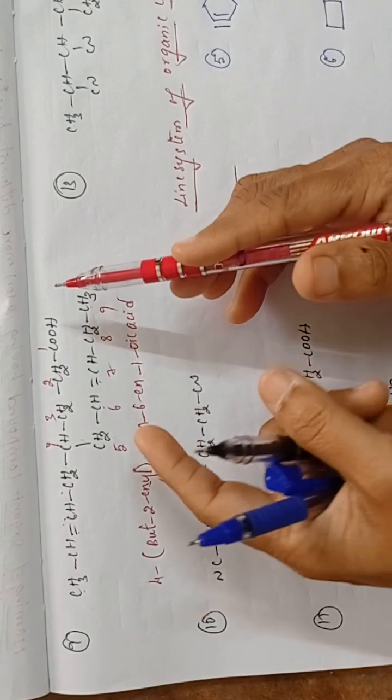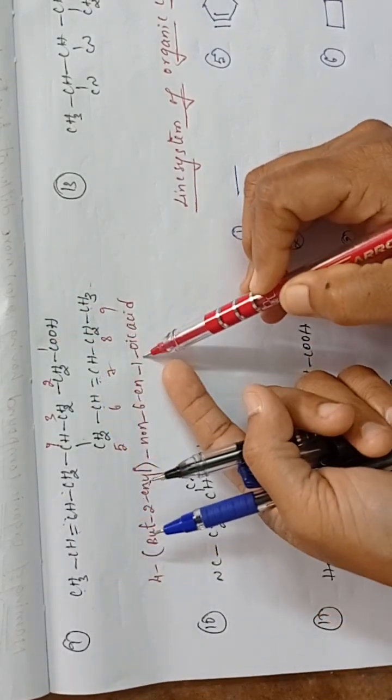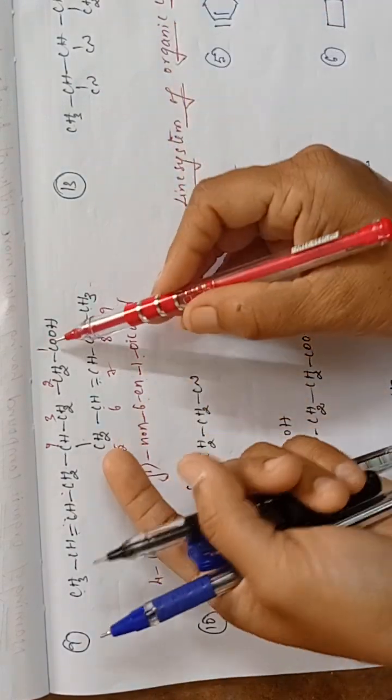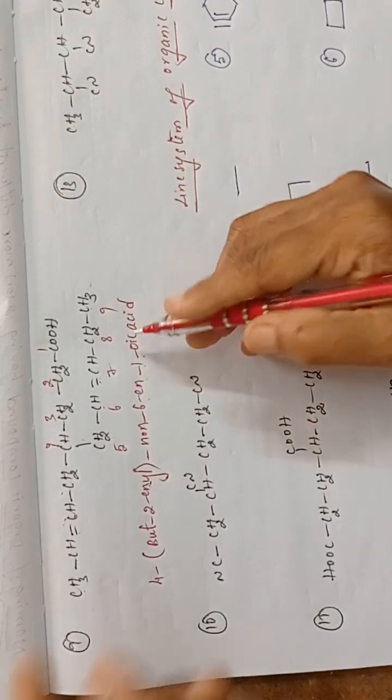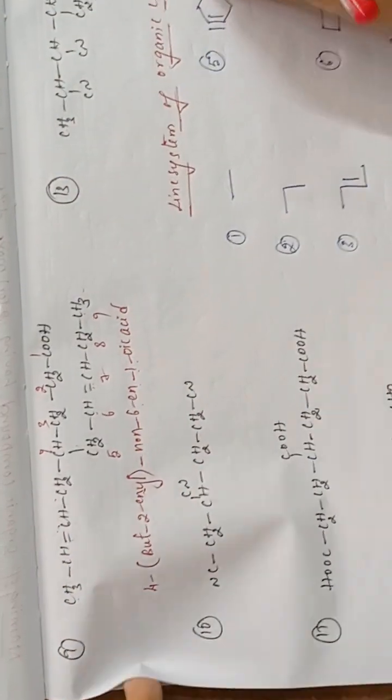Understanding, students? At the sixth position a double bond is there. 6-ene-1-oic acid. Otherwise we can write 6-ene-oic acid also, because it is attached to the first carbon. You don't need to mention 1. Understanding? So 6-enoic acid, like that also we can write. Clear?